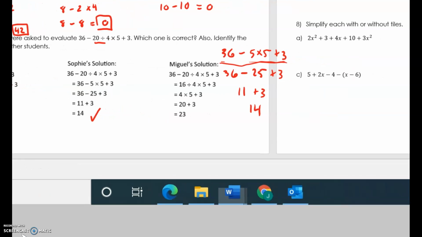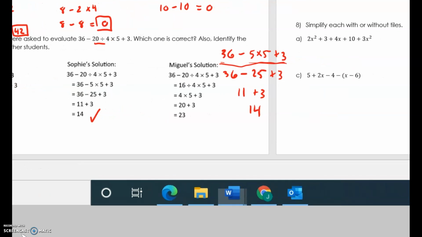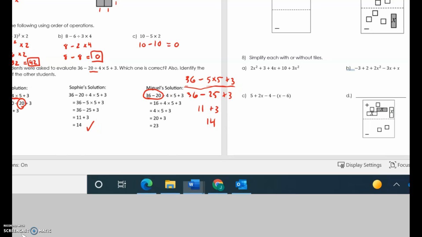When I look at Miguel's first step, does it match mine? No, it does not. Miguel did this first. Okay, he subtracted before anything else. He was just reading left to right, and that's not using your order of operations.